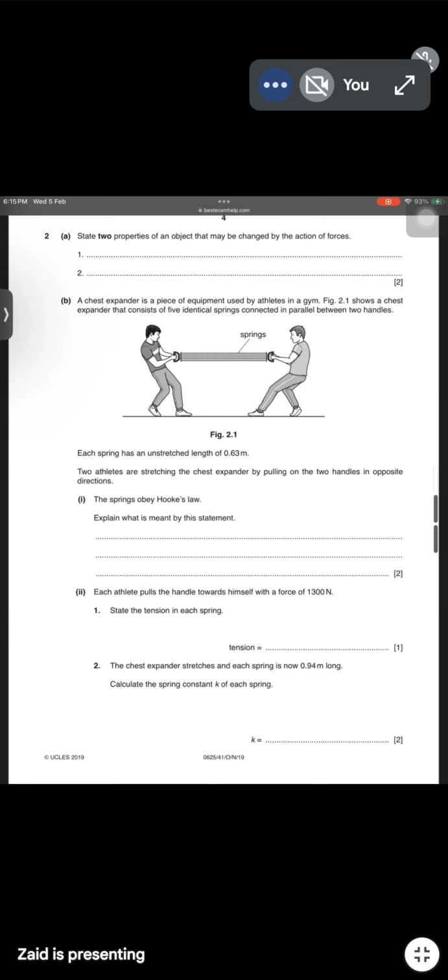Next part, they're saying state what is meant by the statement that it obeys Hooke's law. The load is directly proportional to extension, within the limit of proportionality. Next, state the tension in each spring. Each athlete pulls the handle towards himself with a force of 1300 Newton. State the tension in each spring.